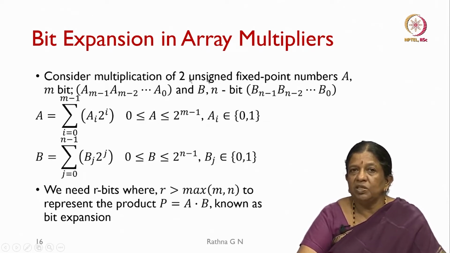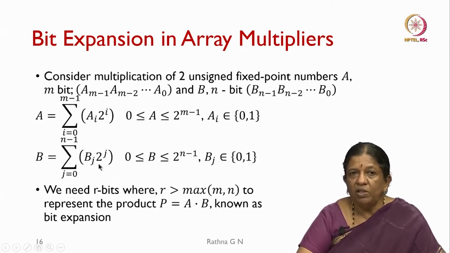So, we will be considering the multiplication of two unsigned fixed point numbers in this case. A is an m bit and B is an n bit number, and they can be represented in the summation form like this. A will range between 0 to 2 power m minus 1, and each bit a_i will belong to either 0 or 1. Same way with the B operand also.